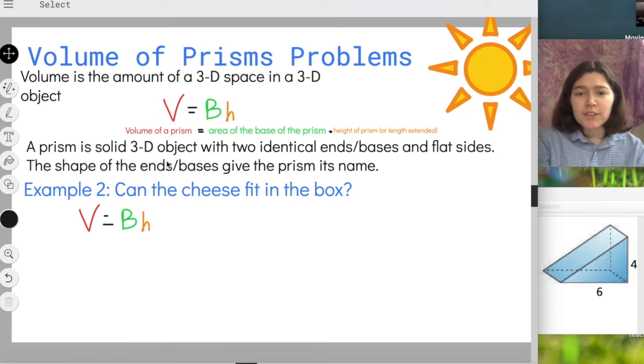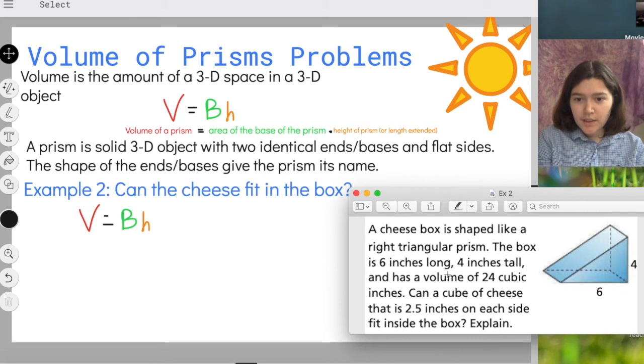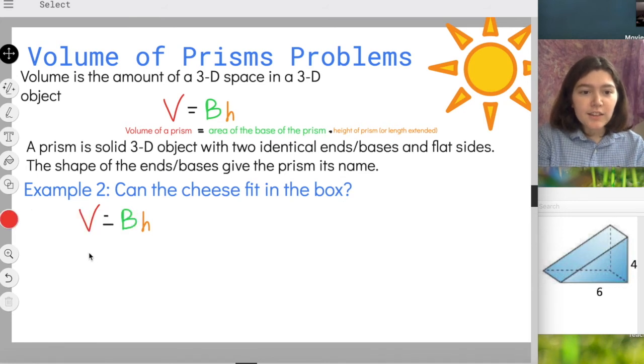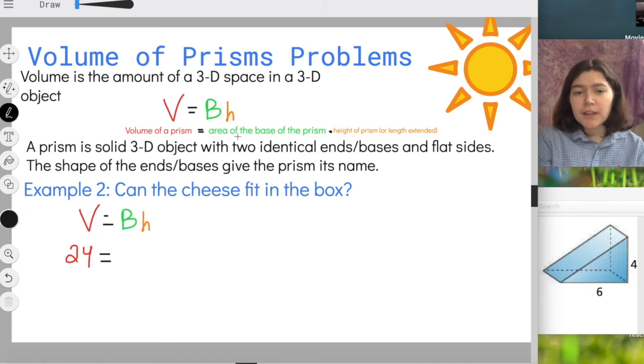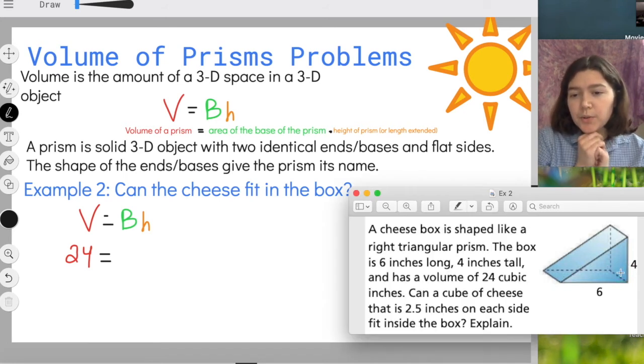Let's go through each variable. Are we told the volume of this prism? It has a volume of 24 cubic inches. Yes, we are. So great. V is 24 cubic inches, so I can substitute in 24 for V. Then B, big B, are we told the area of the base? Well, we're not explicitly told the area of the base.